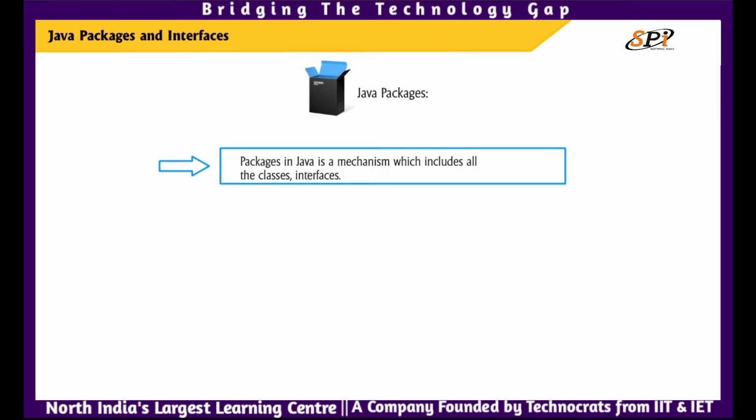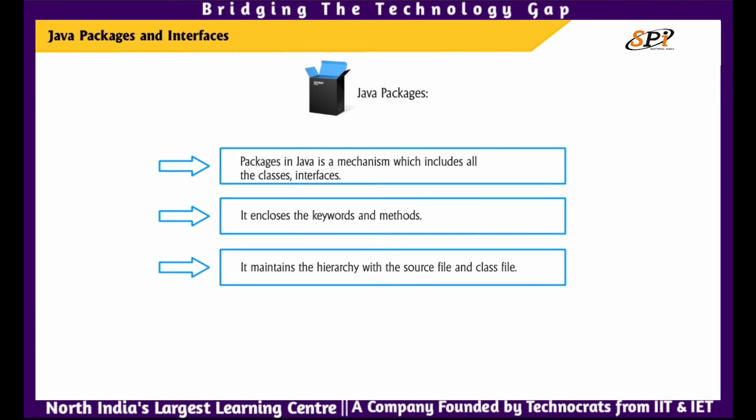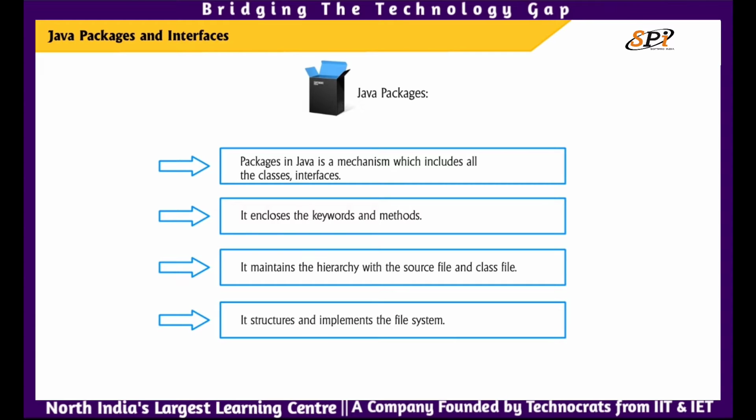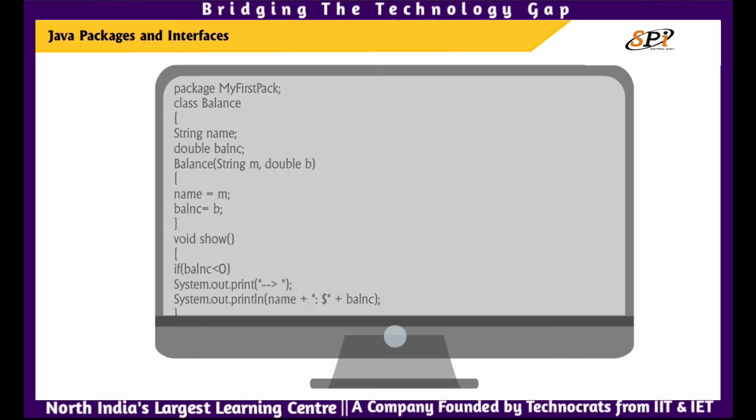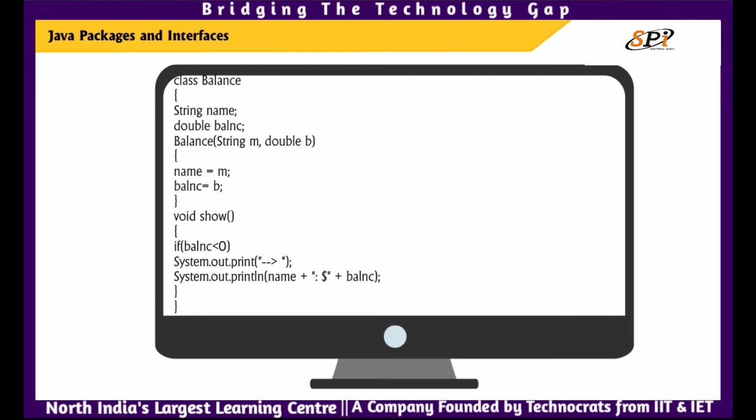Packages in Java is a mechanism which includes all the classes, interfaces and subclasses. Packages also enclose the keywords and methods used in program code. Packages in Java maintain the hierarchy with the source file and a class file and are used to structure and implement the file system. Java programming language saves packages with the help of file system records.